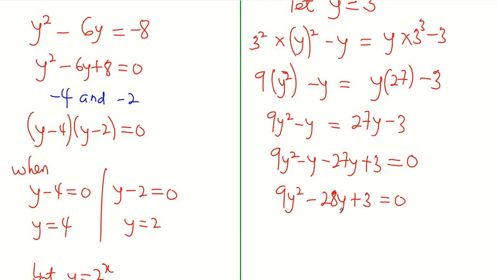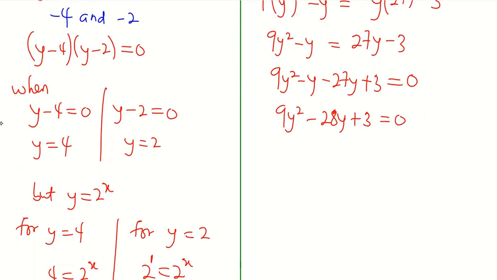And so this is a standard version of the quadratic equation. Now we can see the coefficient of the term y squared is 9, and the constant term is 3. When we multiply these two, 9 times 3, we get 27. And so we need factors of 27 that when we add, we are going to get minus 28, and when we multiply, we are going to get 27.